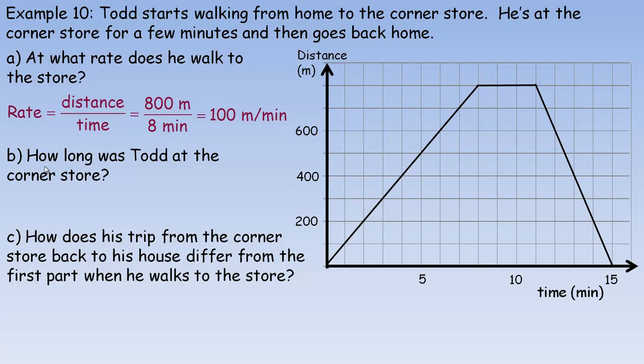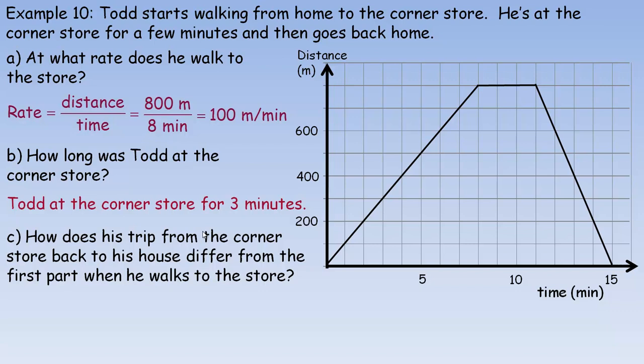The second question asks, how long was Todd at the corner store? Well, this would be the part where he's at the corner store. So that's 8 minutes, 9, 10, 11. So he's there from 8 minutes to 11 minutes. See, his distance doesn't change in relation to home. So he's actually not moving away from home or going back towards home yet. So those are the 3 minutes that he was at the corner store. So he was there 3 minutes altogether.